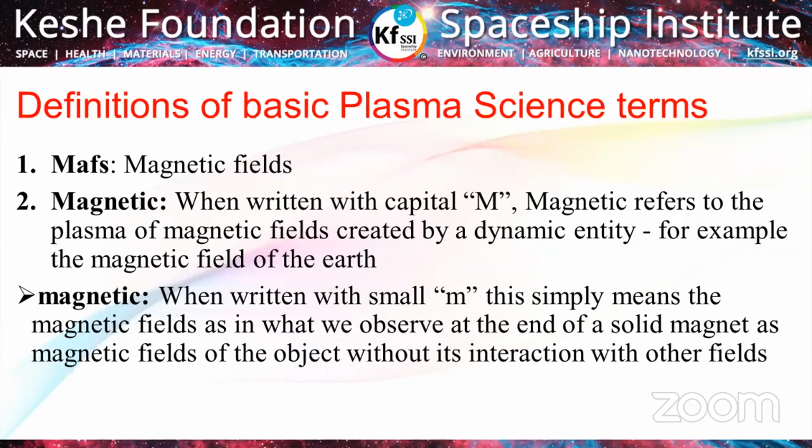But when written with a small m, this simply means the magnetic fields as in what we observe at the end of a solid magnet, the magnetic fields of the object without its interaction with the other fields. So it's magnetic, small m, when there is no interaction. We are just referring to the fields at the end of a magnet, for example. And Rick had this correct. So is this clear now? Small m and capital M. I think the confusion has disappeared now, because these can be very confusing terms. Why capital M matters and why small m matters when magnetic is written one way or the other.